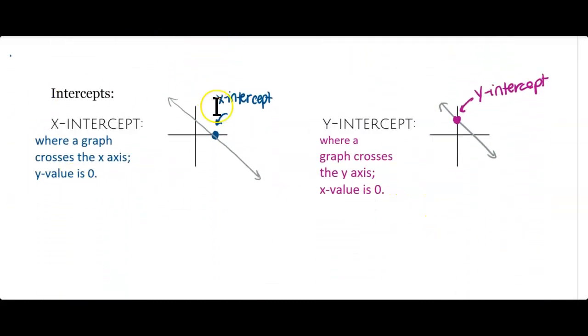Speaking of intercepts, the x-intercept happens where your graph crosses the x-axis. So your y value will be 0 at that point. So it'd be like the point x comma 0. Your y-intercept happens where the graph crosses the y-axis, and its x value will be 0. So it'd be 0 comma y. And so those are good points to remember, and we'll use that with standard form later on.